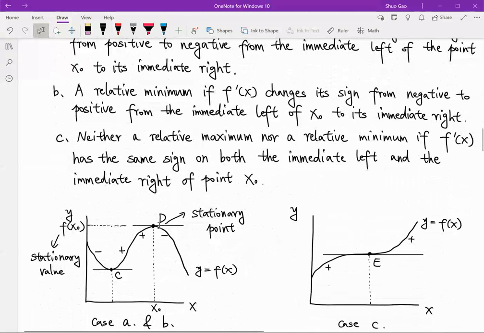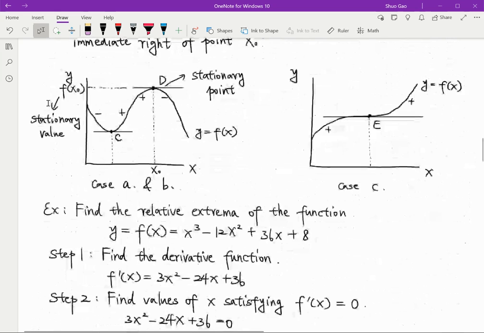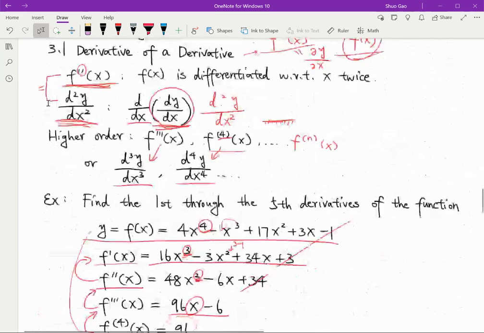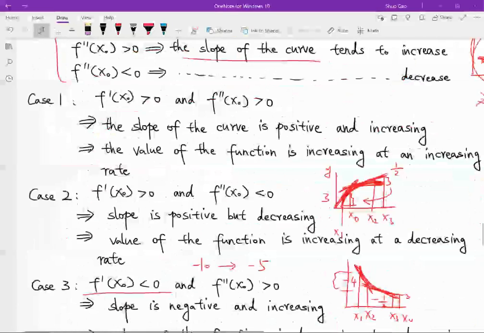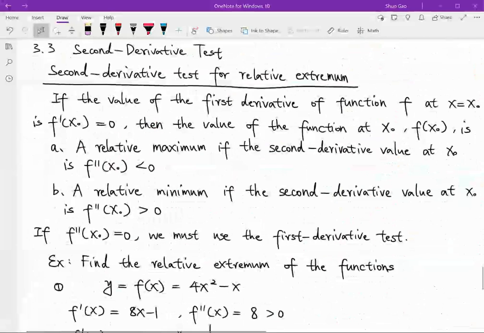But this test is a little bit time consuming, because you have to calculate the neighborhood of both the left and the right part, and plug the two neighborhoods into the function to find out if f prime x changes sign. So it takes a little bit of time. So here we know the second derivative. We can use the second derivative test to find the same answer.